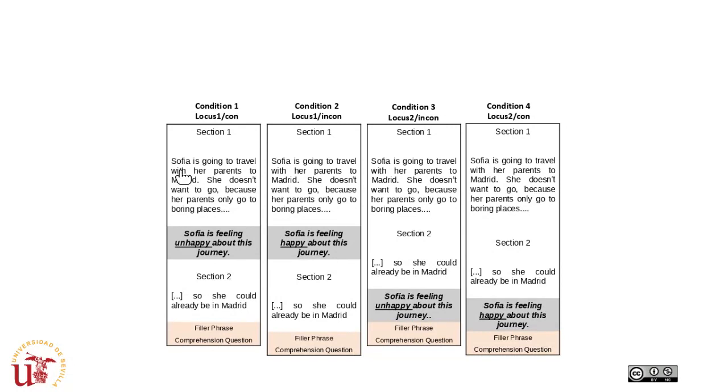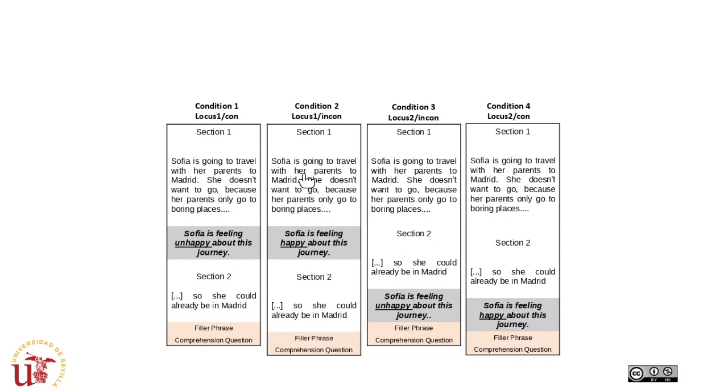So let me go here. We said that she was unhappy in the first part, Sophia. And this phrase here now says Sophia is feeling unhappy about this journey. Birinci versiyona bakalım. Burada mutsuz olduğunu söylemiştik. Sofia'nın mutsuz hissettiğini. Buraya bu cümleyi yazıyoruz. Bu yolculuk hakkında mutsuz hissediyor.